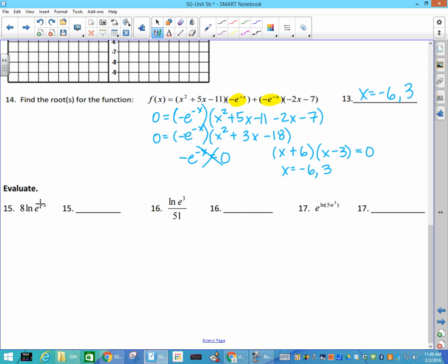Okay, last three problems and we're done. Okay, ln of e to the negative x. This part right here is equal to negative x, but it's being multiplied by an 8. So your answer is negative 8x. This is because these two undo each other, so my answer is just the exponent. Over here, this part right here is equal to 3, and 3 over 51 becomes 1 over 17. And again, e to the ln, they undo each other, so all that's left is the exponent.